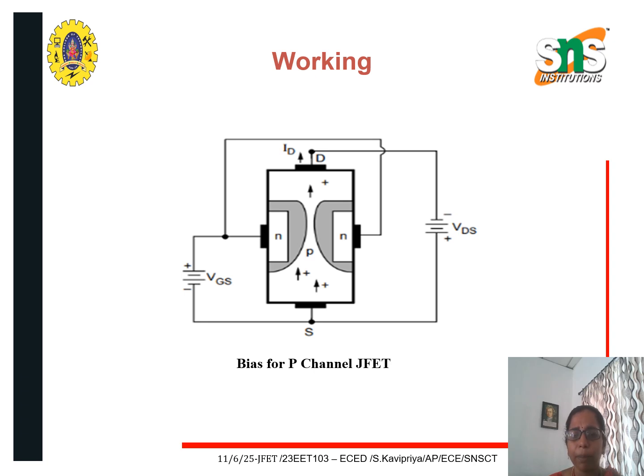Here the channel will be a p-type material and the gate terminal will be taken out from the n-type material, and a reverse bias voltage will be applied across the gate terminal. The applied reverse bias voltage widens the depletion region, thereby reducing the channel width and thereby reducing the current flow between the drain and the source terminal.